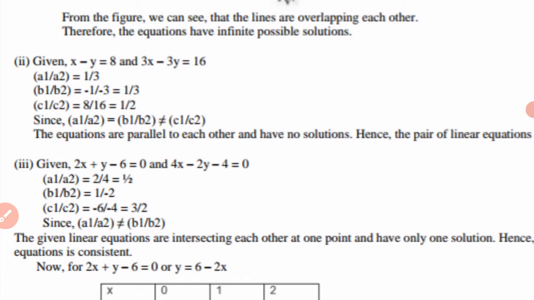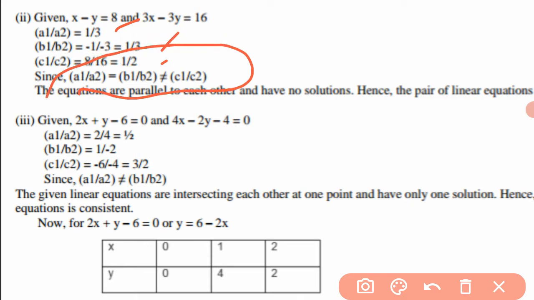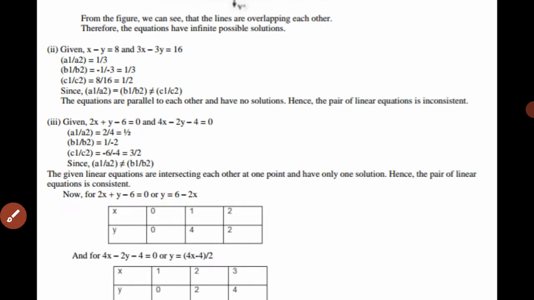Now in the second case we have been given x minus y equals 8 and 3x minus 3y equals 16. So here first we will find a1/a2, b1/b2 and c1/c2. So from here a1/a2 equals b1/b2 not equal to c1/c2. It means it is inconsistent, and when the condition of inconsistency is there, then we cannot find it by the graphical method.